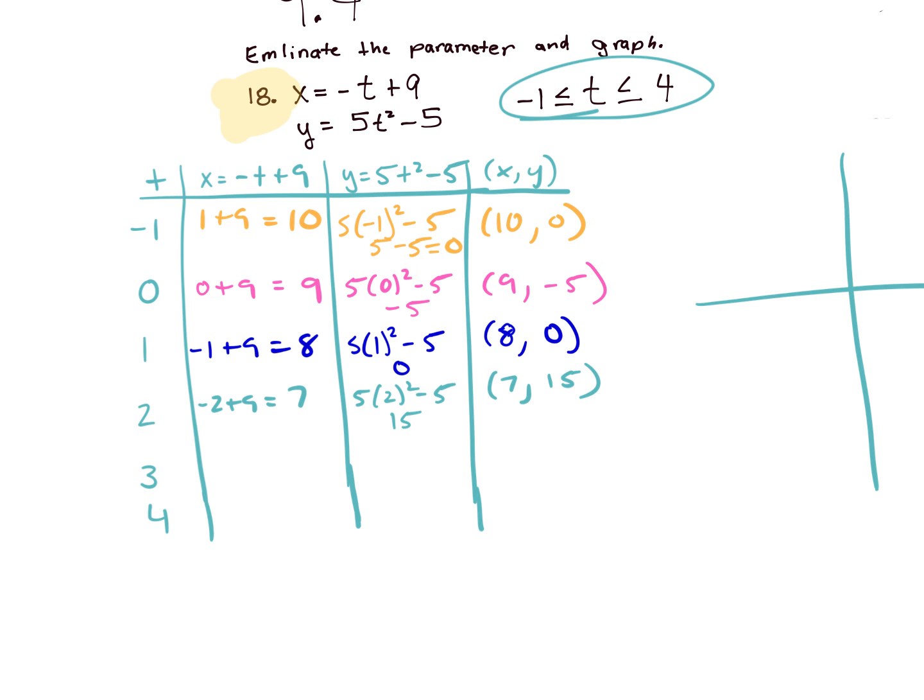Then we can plug in 3. We have negative 3 plus 9, which would be 6. So our x is 6. Then we have 5 times 3 squared minus 5. 3 squared is 9 times 5 would be 45. Minus 5 is 40.